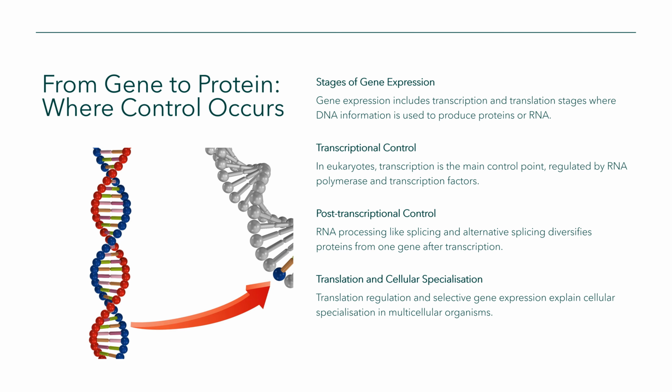Whether transcription occurs depends on the presence of transcription factors, which may act as activators or repressors. Following transcription, further control occurs through RNA processing, including splicing to remove introns, which can result in different proteins being produced from the same gene via alternative splicing. Translation at the ribosome can also be regulated, for example by controlling mRNA stability or availability.